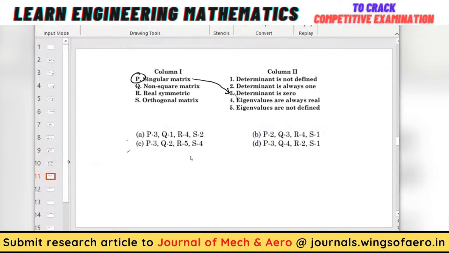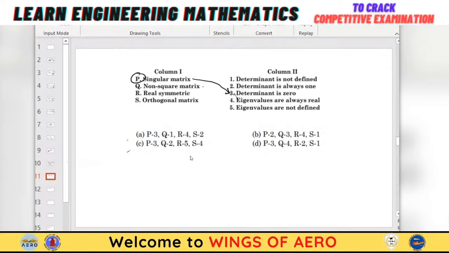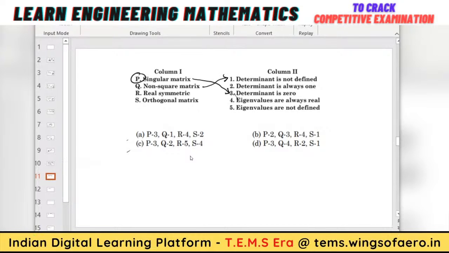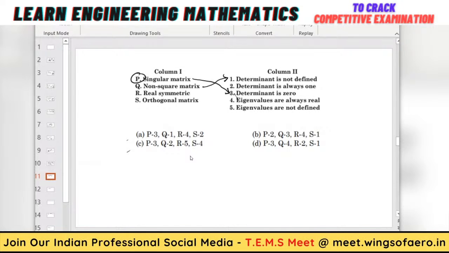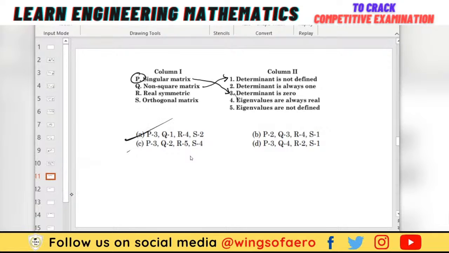Non-square matrix means determinant not defined. If it is non-square, then determinant is not defined. Because we can always obtain the determinant with a square matrix, means rows and columns are equal. Unequal rows and columns, it means you cannot find the determinant. So Q means 1. Okay, obviously A is the right answer.